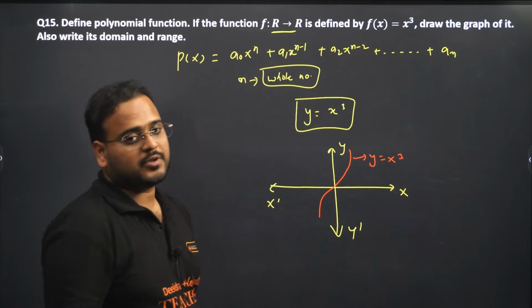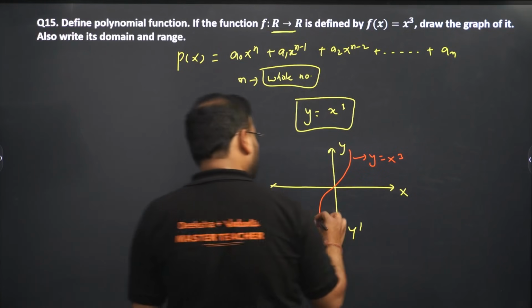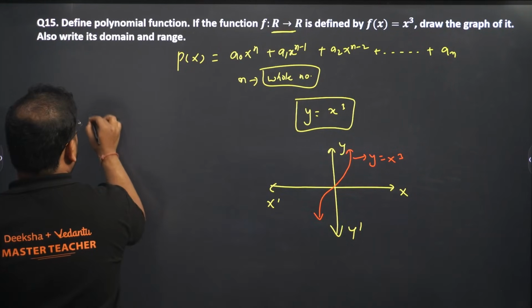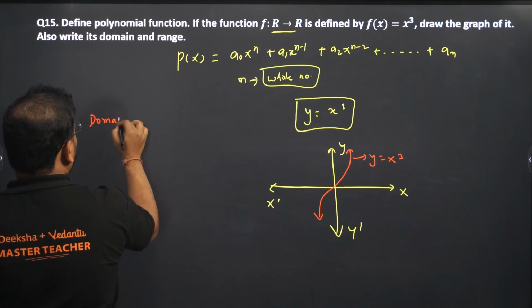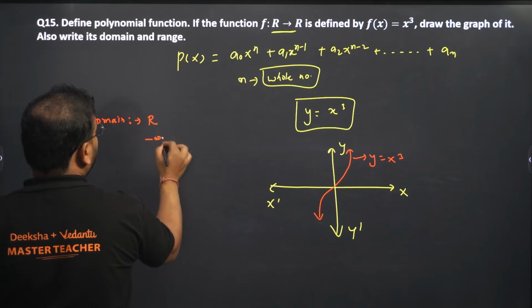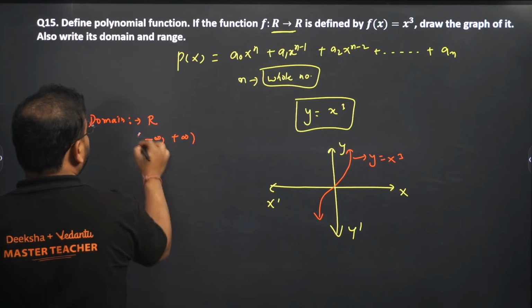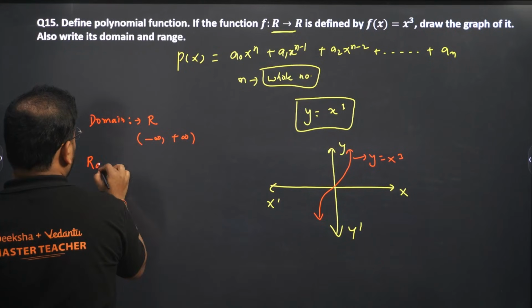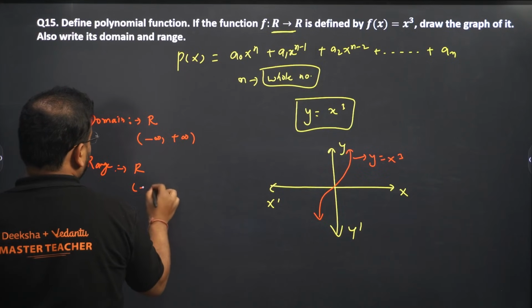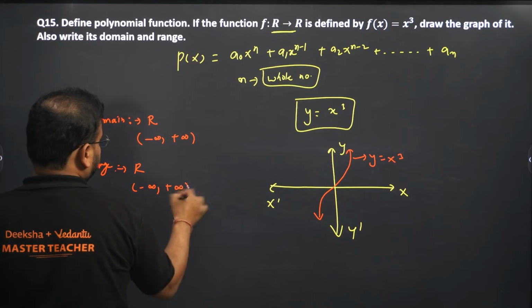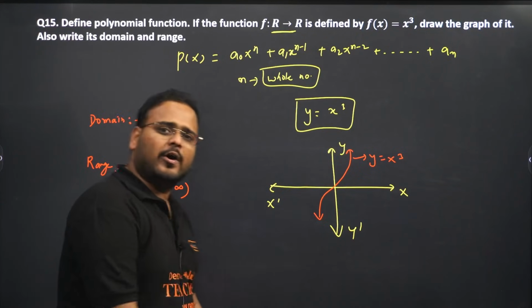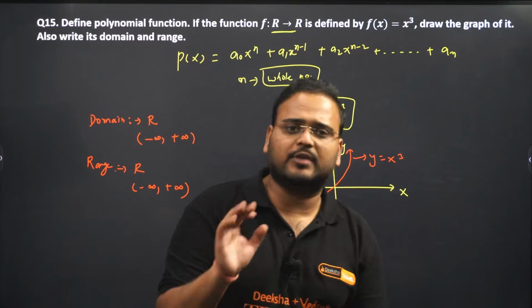This is your curve. It'll keep going to infinity on both sides. So domain, check. Domain will be what? All real, which means negative to positive infinity, and range will also be all real. It means the same thing. That's it. Of course you have to write more steps. Go ahead, do that. That much you can do. For steps you can follow the NCERT.